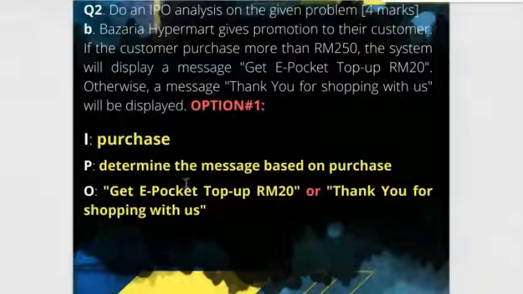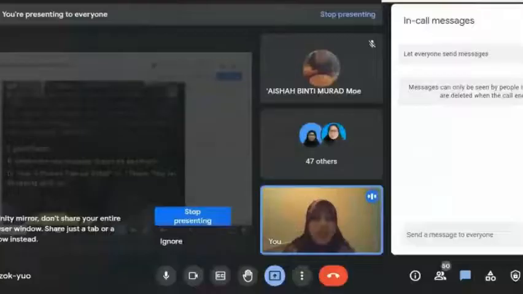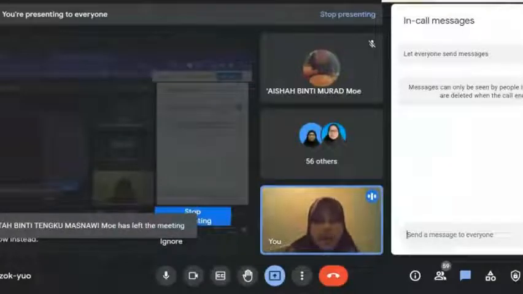So get ePocket top up RM20, be careful. Make sure that you get the same message. Okay, if it's a capital letter, you need to make sure that it is a similar message. Or thank you for shopping with us. You see similar. TY, capital letter, the rest small letter. So far, for question 2, do you have any question?